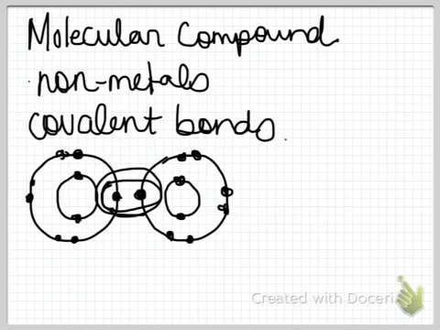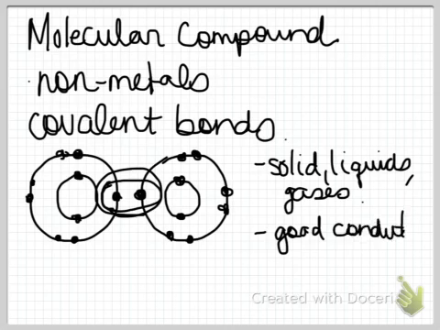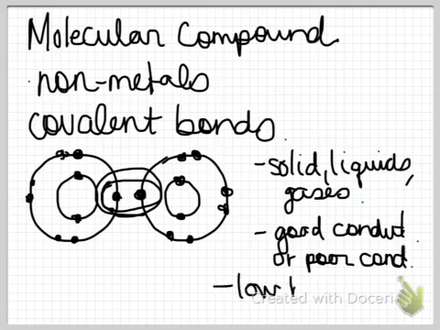So this is a molecular compound. Most share the same properties. They can be solids, liquids, or gases at room temperature. Okay, so molecular compounds share these properties. They usually are good conductors of electricity, or they can be poor conductors. And they usually have a relatively low boiling point.